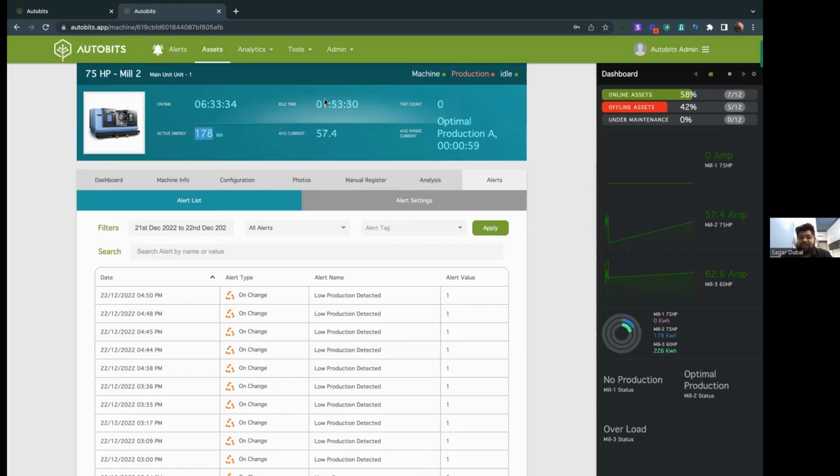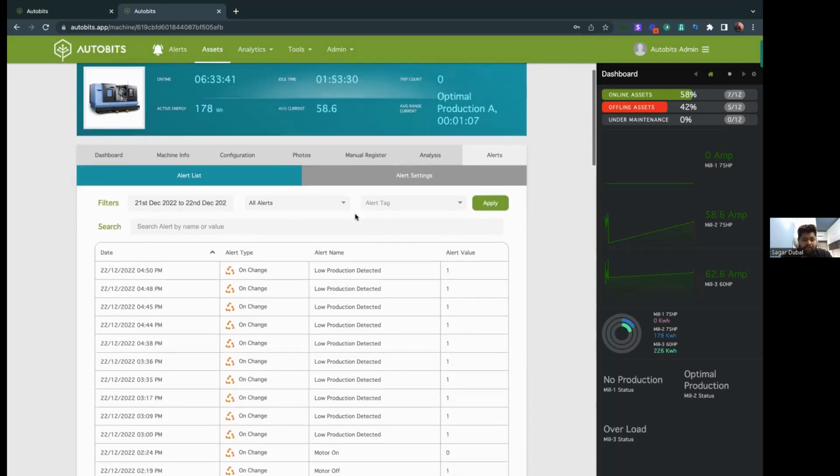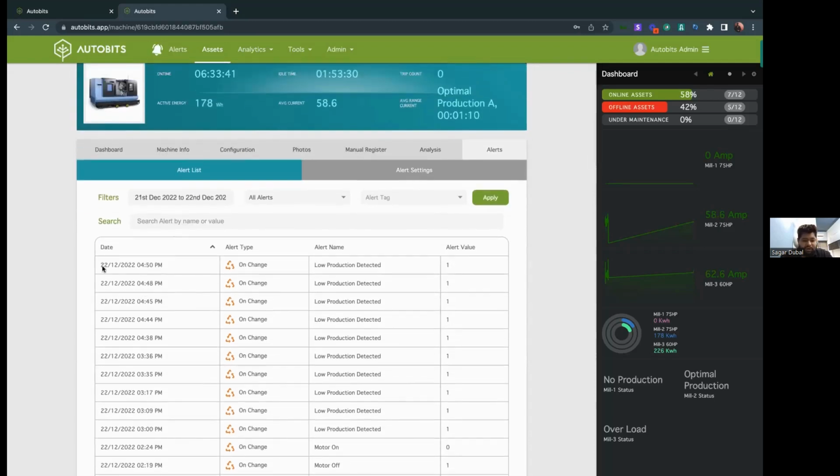All this data we are getting from the energy meter. And the current is at an optimal level. If there is any tripping, we'll come to know here. As you can see, a lot of alerts have been triggered. At 4:48 there was an alert, and at 4:58 there was an alert that low production was detected.